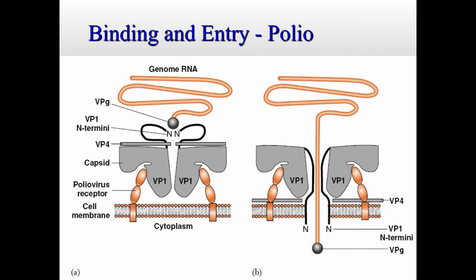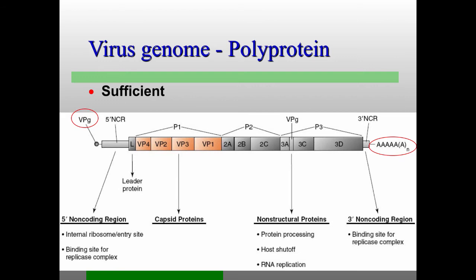All picornaviruses have these proteins covalently bound to the 3' end of the genome, which clearly leads to a problem as far as what we were just talking about, as far as RNA viruses are concerned. If it's going to be translated, you can't use caps because it's got this protein that's associated with the 3' end. We already talked about that, and we'll talk about it again in just a second.